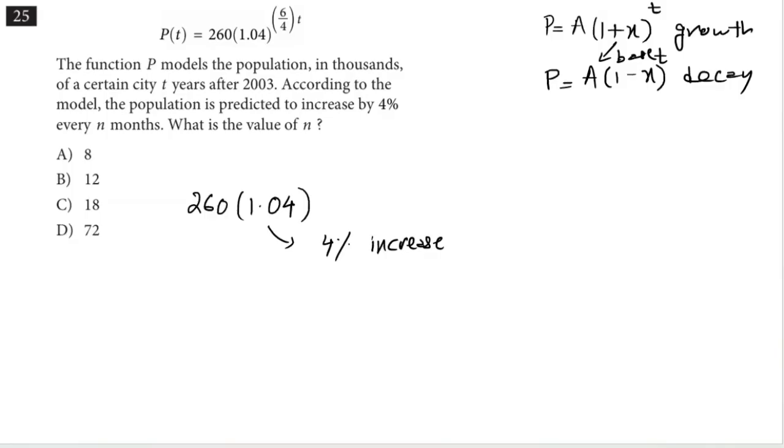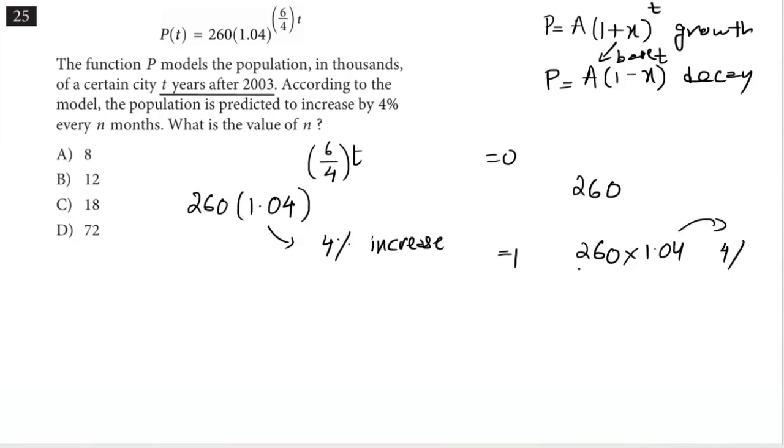They're saying the population is predicted to increase by 4%, but we have something as a power, and that is not in months, that is in years, since they say t years after 2003. If t is 0, then you have the initial population 260. But if the power is 1, let's call it some other variable since t is already there. Whatever that power is, if it's 1, then 260 times 1.04 will increase it by 4% again.